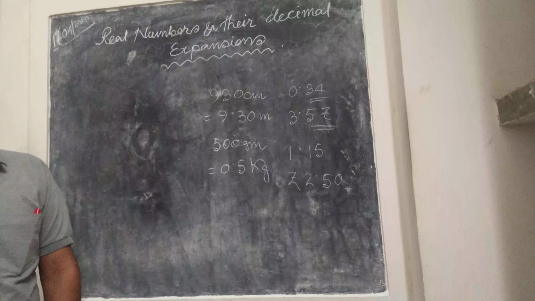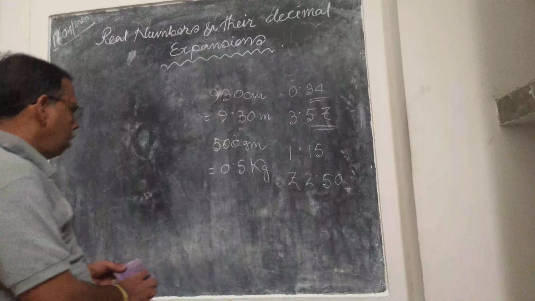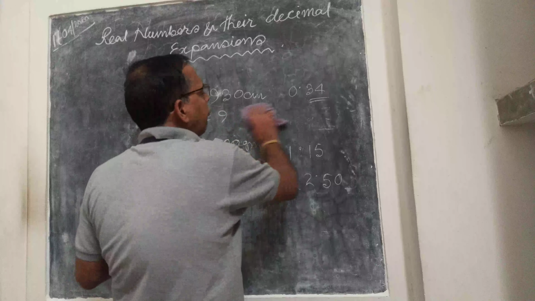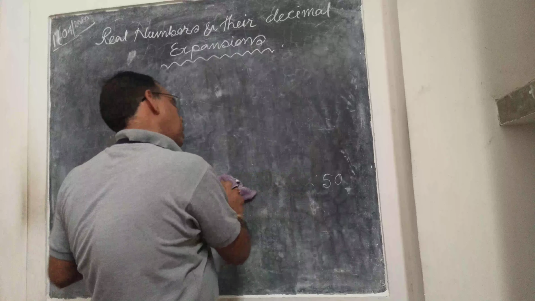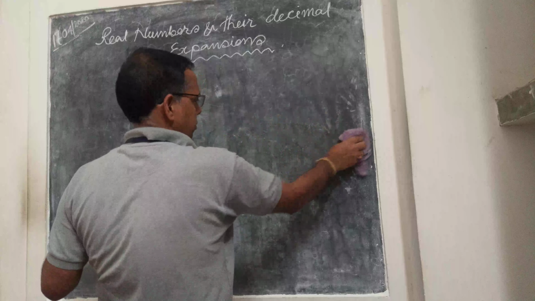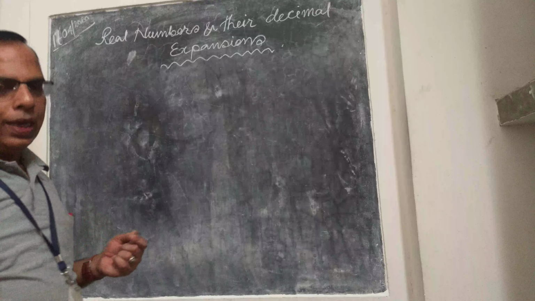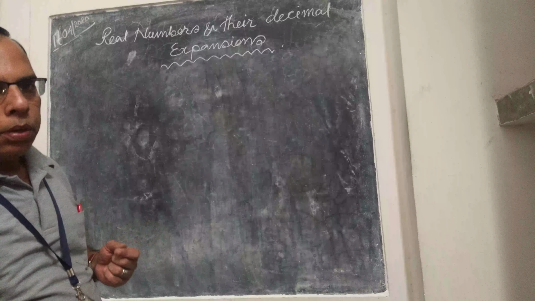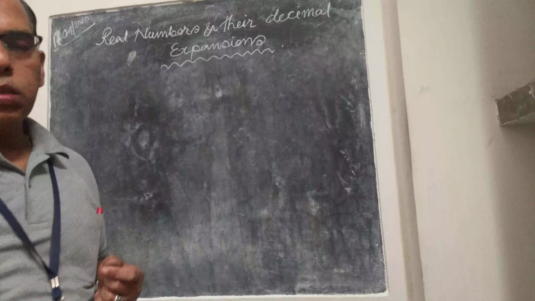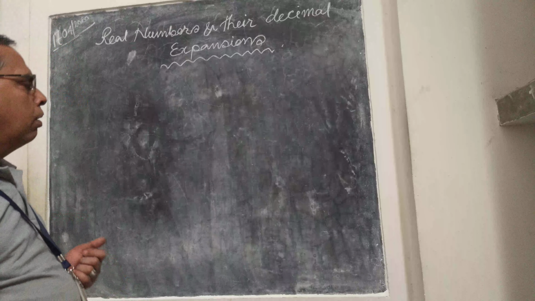Now next, see, can all fractions be expressed in a decimal exactly? Definitely not. First of all, we'll see whether all fractional numbers can be expressed in decimal form exactly or not.